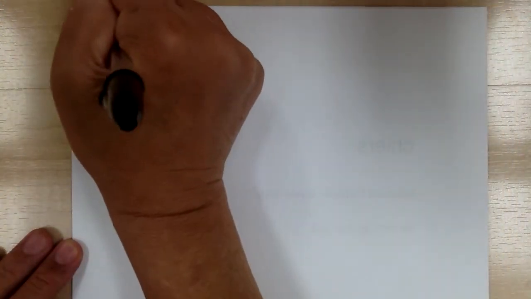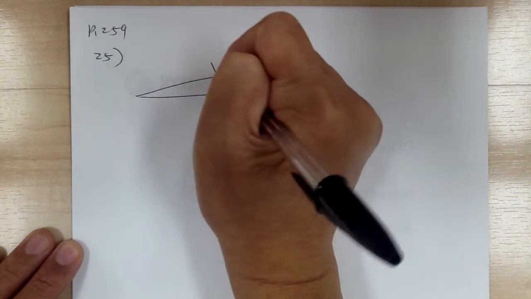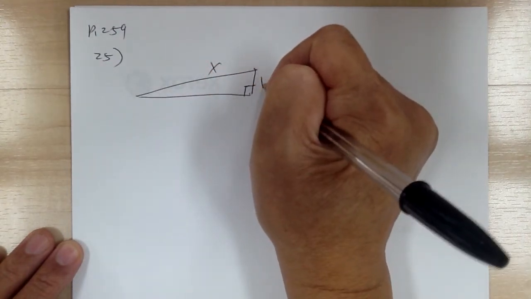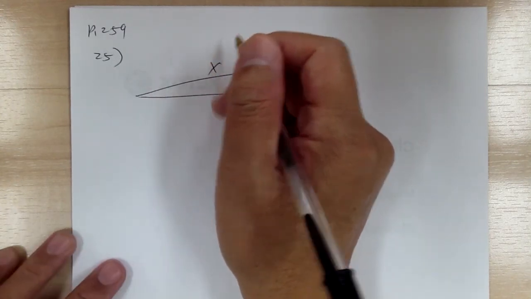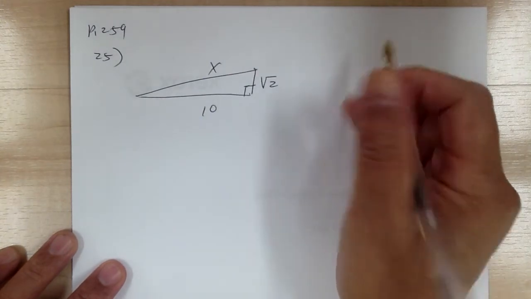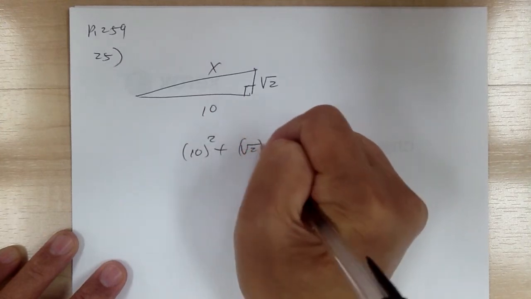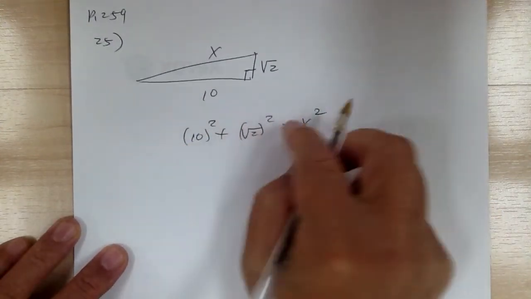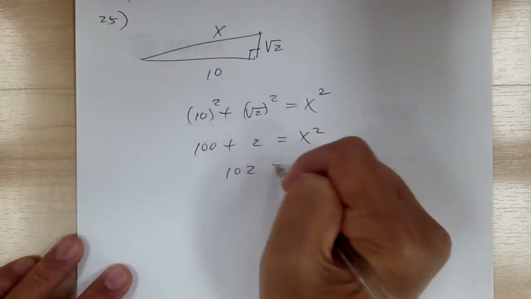Okay, let's go to 25. So you have a right triangle, and this is x, this is square root of 2, and this is 10. Okay, use the Pythagorean theorem, a squared plus b squared equal to c squared. Simplify, so you got 100 plus 2 equal to x squared. 102 equal to x squared.